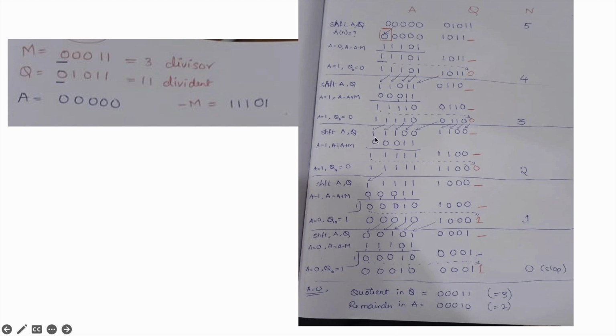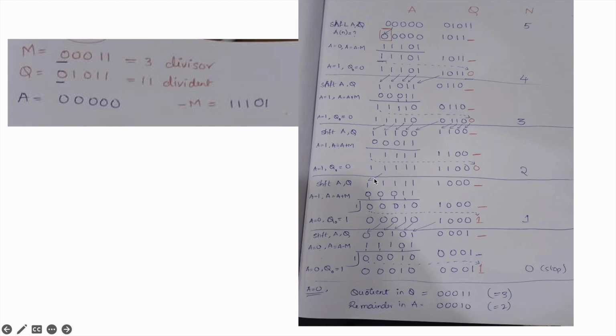So now a of n is 1. For a of n is 1, we have to add a m value. M value is 0, 0, 0, 1, 1. 0, 0, 0, 1, 1 is added with this a. 0 plus 1, 1. 0 plus 1, 1. 1 plus 0, 1. 1 plus 0, 1. 1 plus 0, 1. Now a of n value is 1. This makes q naught value 0. If a is 1, q naught should be 0 and decrement the value of n. N becomes 2. So this is not 0, so we have to repeat the next cycle.